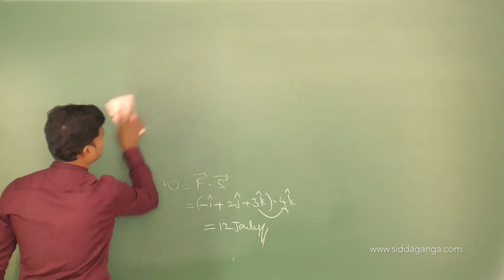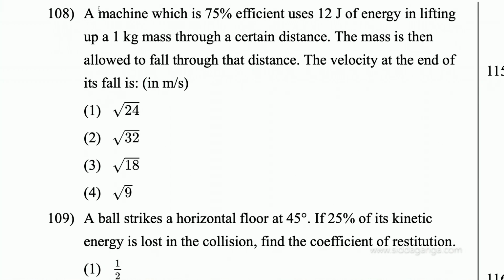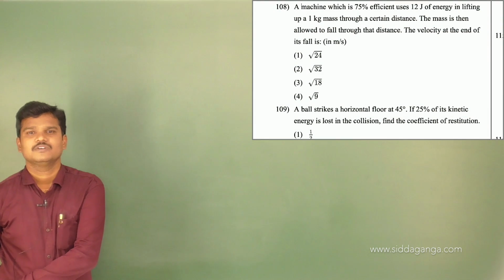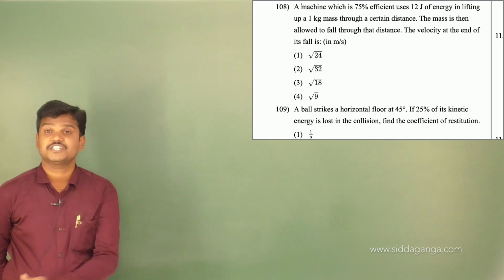Yeah, see the next question. A machine which is 75% efficient uses 12 joules of energy in lifting up a 1 kg mass through a certain distance. The mass is then allowed to fall through that distance. The velocity at the end of its fall is. So this is also a kinematics problem, but they mentioned energy here.